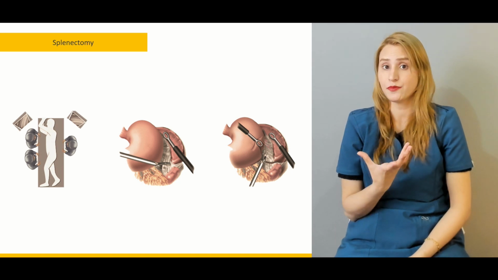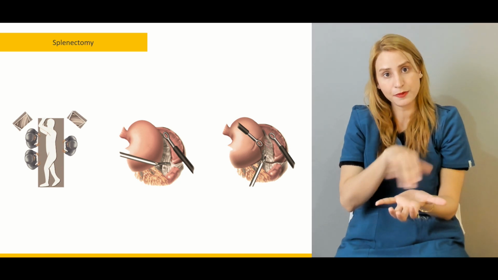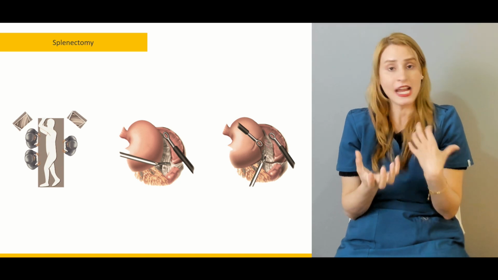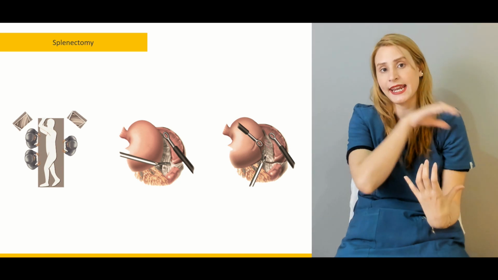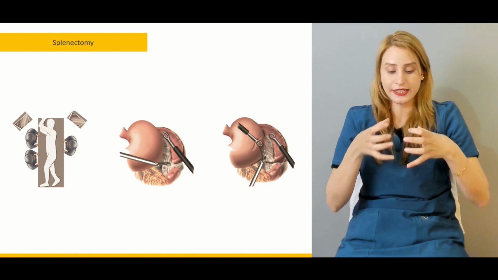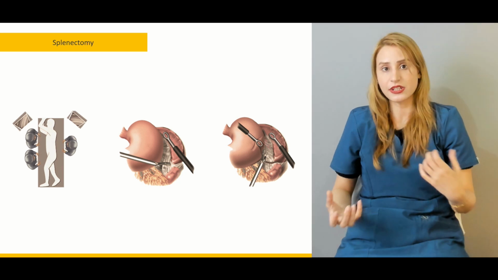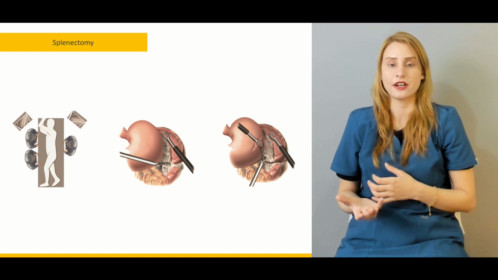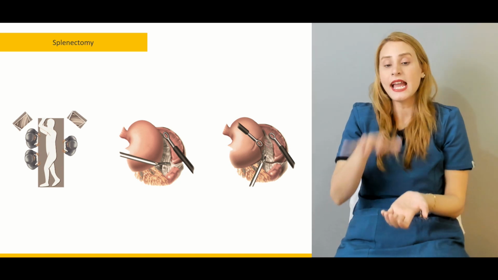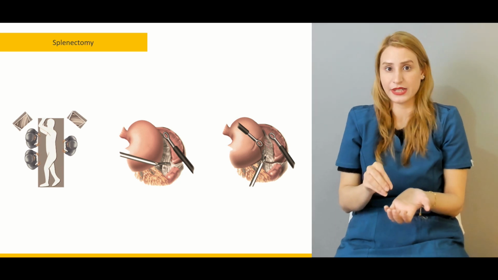After you enter, you have to mobilize the spleen, which is very important. For the mobilization, you need to enter the gastrosplenic ligament, which is the connection between the spleen and the stomach. The gastrosplenic ligament contains the short gastric arteries, which are branches of the splenic artery. So you have to enter the gastrosplenic ligament, and divide and ligate the short gastric vessels.